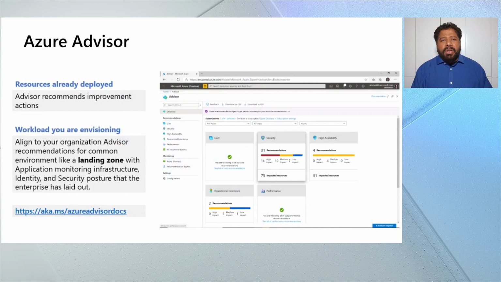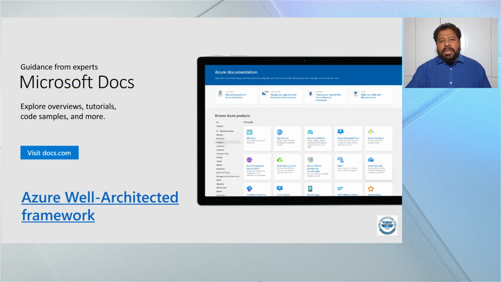For resources that are already deployed, Azure Advisor recommends improvement actions. Having visibility to your organization's Advisor recommendations is useful when the workload you're envisioning will be deployed into a common environment like a landing zone. Most landing zones have application monitoring infrastructure, identity, and the security posture that your enterprise has laid out already provided for you. And these are requirements your workload may have to adhere to. The guidance and best practices recommendations of the Well-Architected Framework are part of Microsoft Docs.